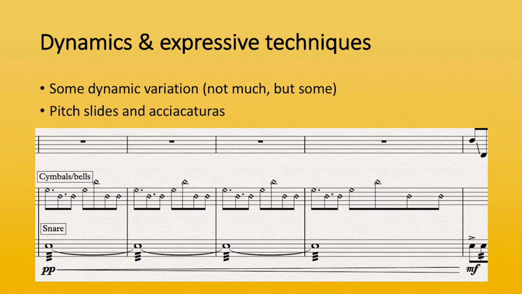Moving on to dynamics and expressive techniques. There is some dynamic variation, not much, but some. As we can see from this image down here, we have a snare drum which starts off very quiet and rolls, getting louder and louder until the first verse. As well as that, like I said before, there are pitch slides and acciaccaturas, which can also be considered an expressive technique of sorts.